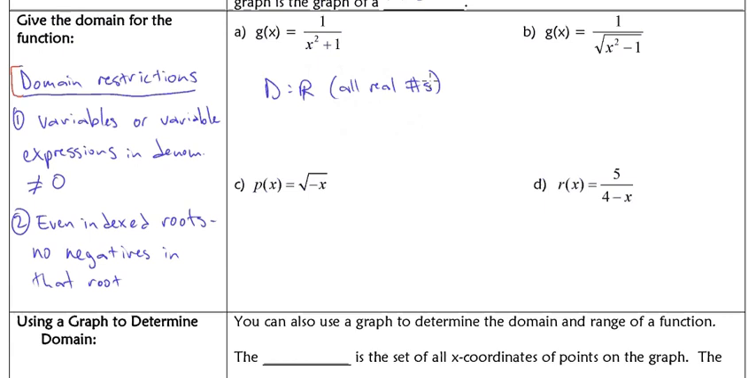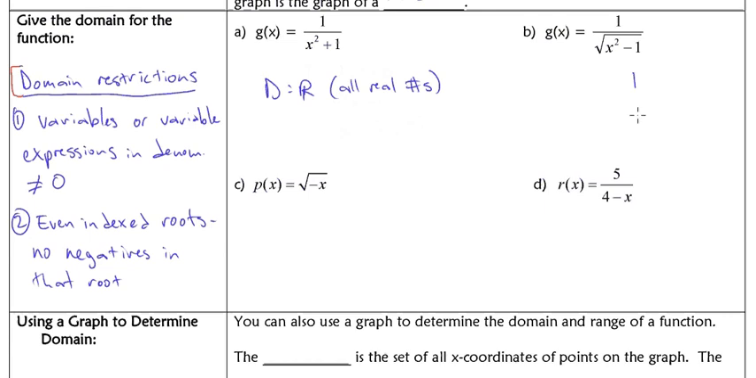B, we've got g of x is equal to 1 over the square root of x squared minus 1. And so we've got a couple of things we need to consider. First off, what would make the denominator equal to 0? If x squared was equal to 1, that would give me a denominator of 0. And so what would give me x squared equals 1? Well, 1 and negative 1. Now, x, what's its relation to those two numbers going to be? Let's go ahead and find out there.